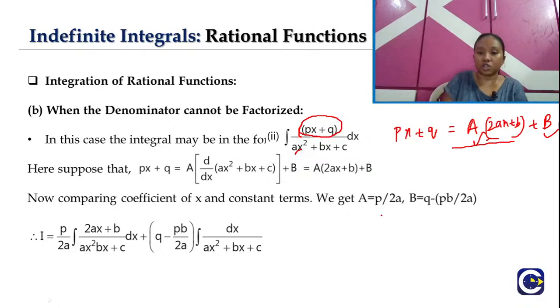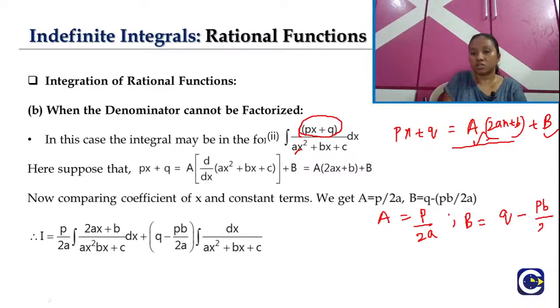So by comparing the coefficients, our A value will end up being p by 2a and B will be equal to q minus pb by 2a. So these are my capital A and capital B values. Once we have our capital A and capital B values, what will be our next step? In place of px plus q, we are going to substitute that.